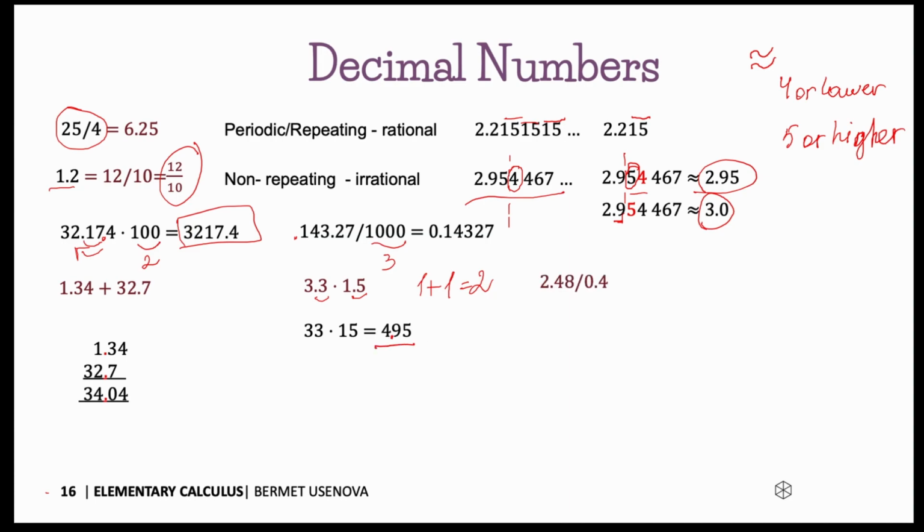In division, for example, we move the decimal point on both numbers by the same distance so that they disappear, like here. We move it 2 places here and then 2 places here. So we have 248 divided by 40. And then we perform a normal division operation and we have a number.